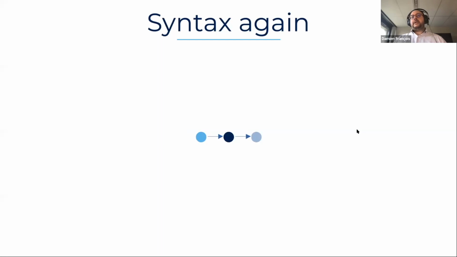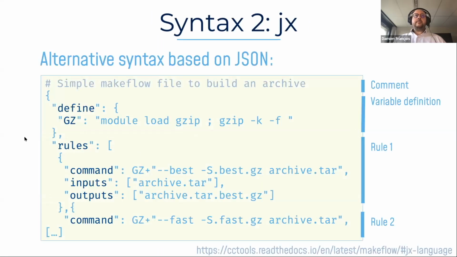Because actually, the make syntax is not the only one that can be accepted by Makeflow. Makeflow also has a JSON-based syntax, which is less easy on the eye for a human, but is actually much more convenient for machines. If you need to generate workflows with software, this is much easier to generate than the Makefile syntax. You see here that you can define variables in a define section. And here again is exactly the same example as before, except that the format is JSON and not Makefile.